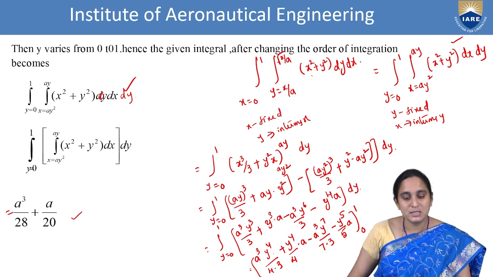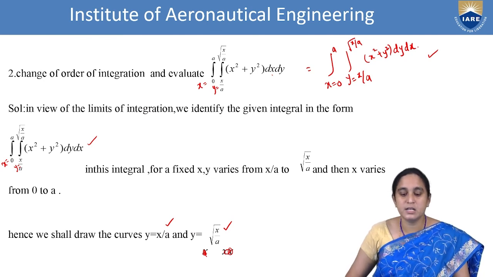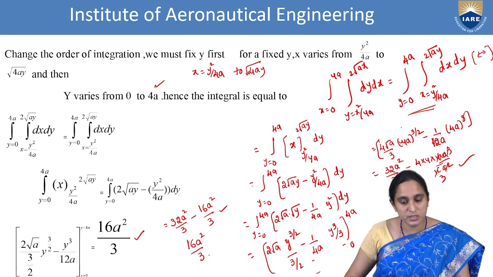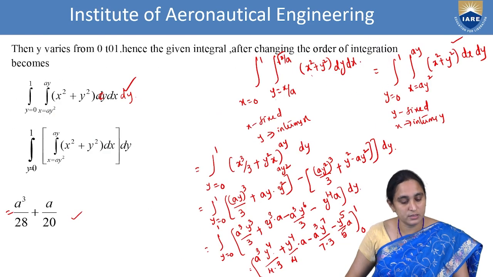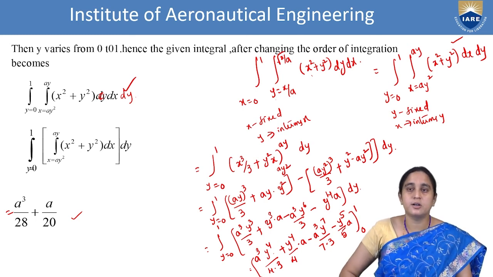Therefore, this is the concept of change the order of integration. In the given question, x is fixed and y is in terms of x, so by using change the order of integration, y is fixed and x is in terms of y, using a horizontal strip. Therefore for the first question we got the answer as 16a square by 3. From the second question we got the final answer as a cube by 28 plus a by 20. This is the concept of change the order of integration.